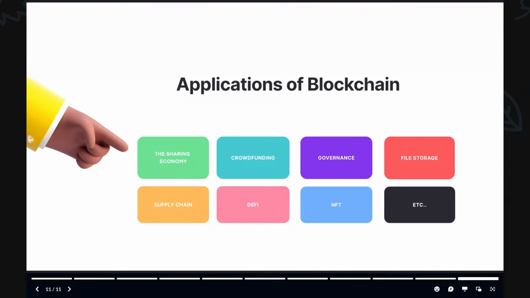It lacks visibility. No one has visibility into how things are going on. So blockchain is a very good use case for this, right? DeFi. DeFi is decentralized finance.